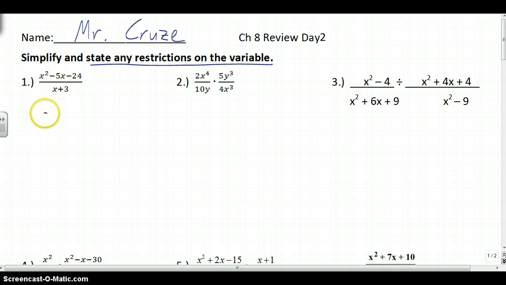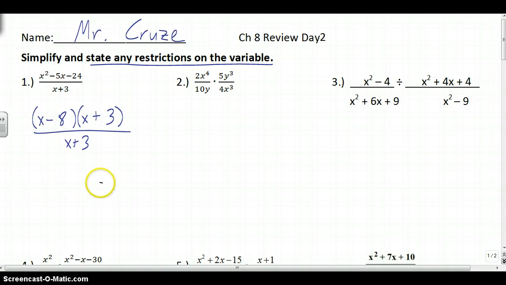Make sure you factor. What multiplies to negative 24 and adds to negative 5? Well, that would be negative 8 and positive 3. And you have x plus 3 in the denominator. The only restriction is, of course, x cannot equal negative 3. That's because the denominator can't be 0.